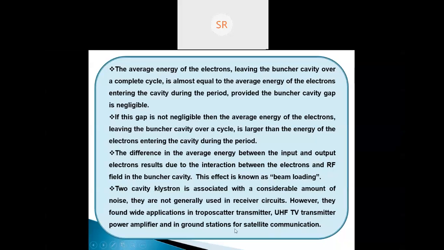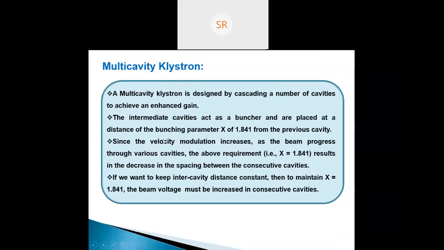So that's why we can consider that the two cavity Klystron can be used in a wide range of applications. We can say tropospheric scatter transmitter, UHF transmitter, power amplifier, and in a ground station for satellite communication. That is about a two cavity Klystron.